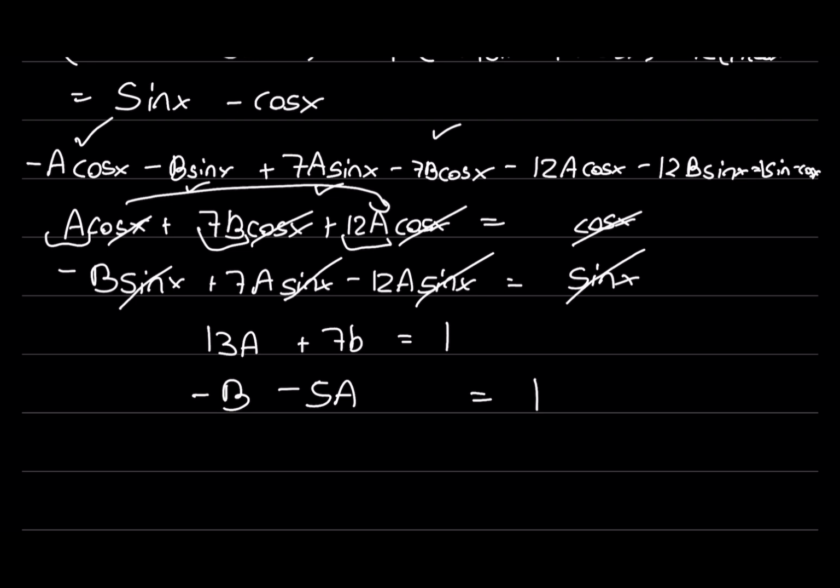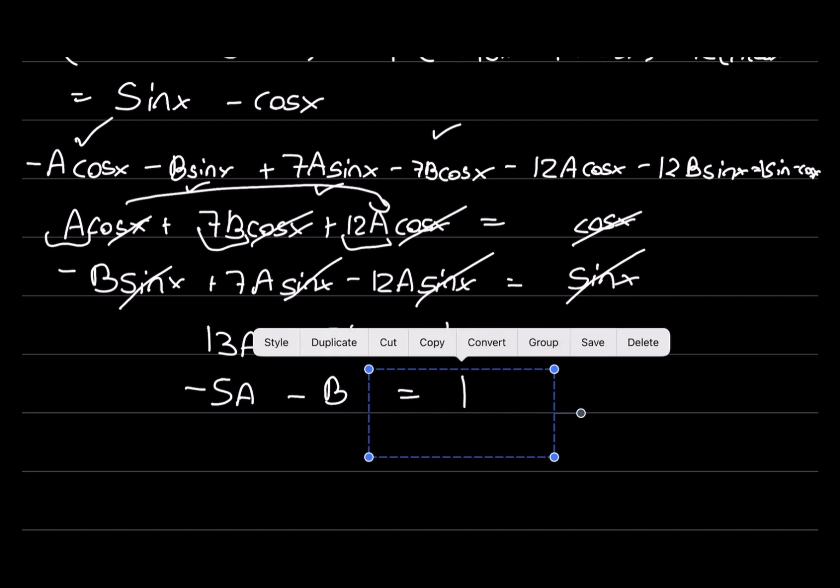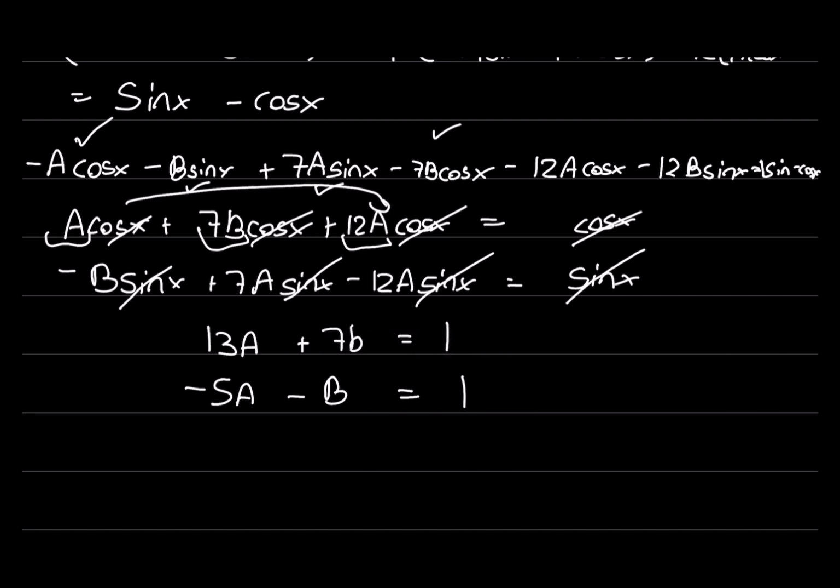And I like to put these in a different order, so negative 5a minus b should be equal to 1. So if you notice now, we just have two simultaneous equations, and we can solve for a and b really quickly.